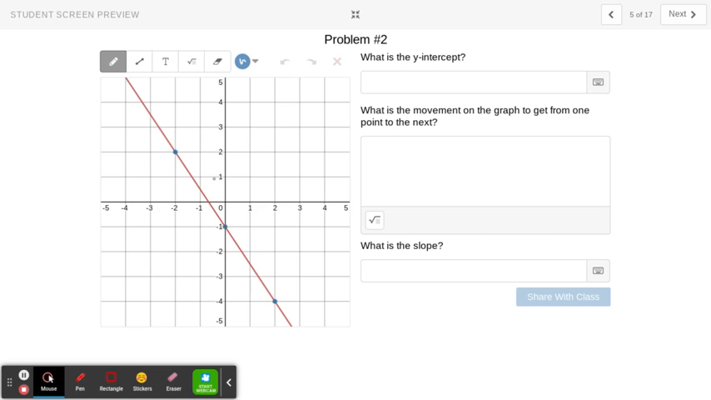All right, I'll do this next one with you. So what is the y-intercept? My y-intercept this time is right here, starting at -1. So I'm going to write -1.